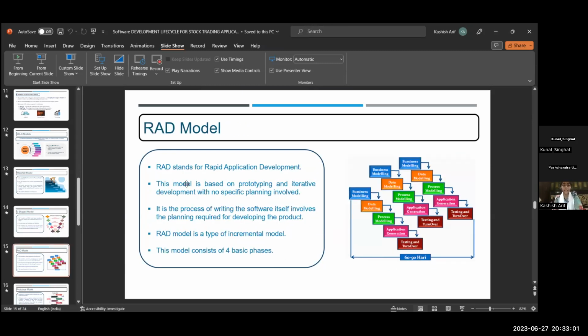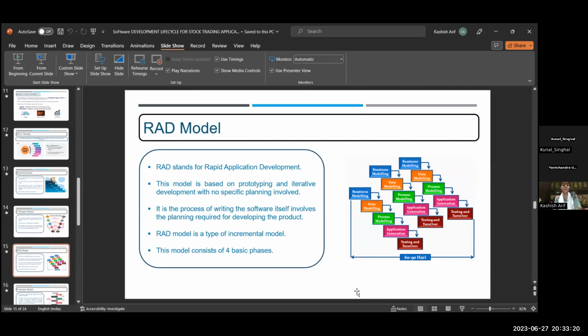So, RAD model. RAD stands for Rapid Application Development. This model is based on prototyping and iterative development with no specific planning involved. The process of writing the software itself involves the planning required for developing the product. RAD model is a type of incremental model.